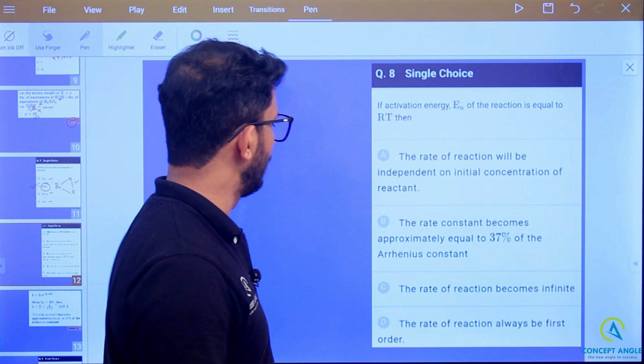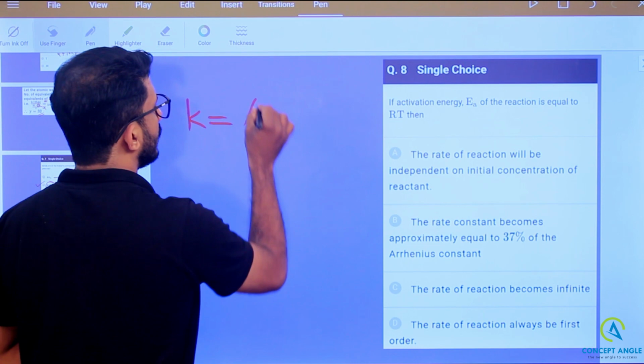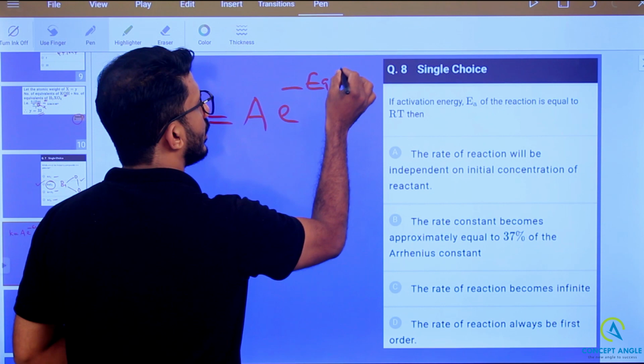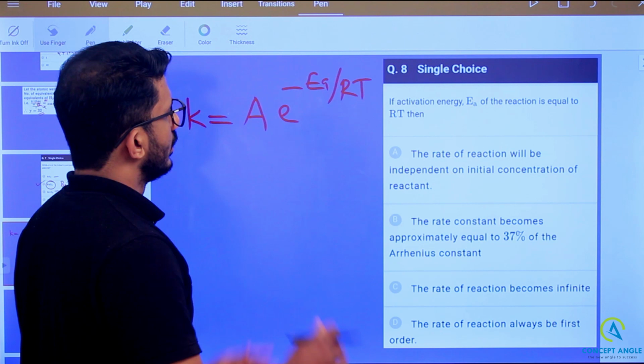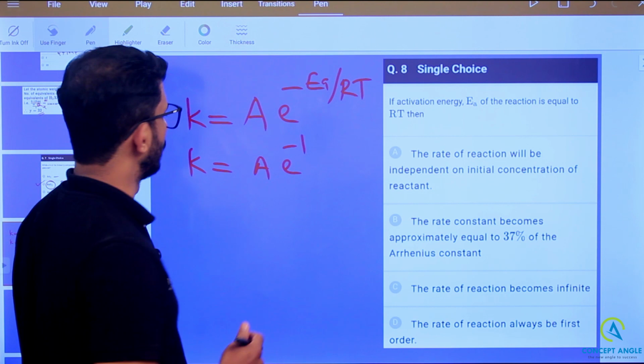The equation for activation energy, what is the equation? K is equal to the Arrhenius constant A into e raised to minus Ea by RT. This is the equation. And it's given Ea is equal to RT. Then K is equal to A e raised to minus 1. Ea is equal to RT, so Ea by RT is 1.